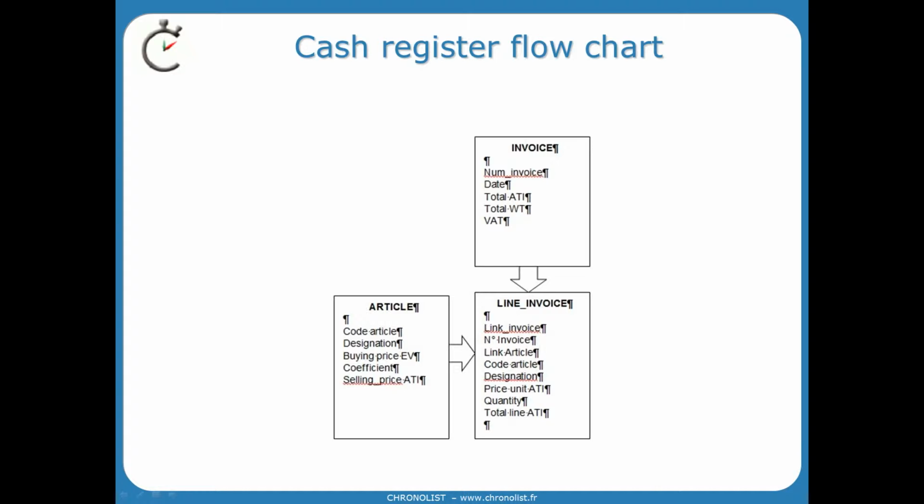This is a demonstration to explain how to make a web app with CHRONOLIST. You can see here we have three files: invoice file, line of invoice file, and articles. We are going to put that into CHRONOLIST to work out a cash register machine.